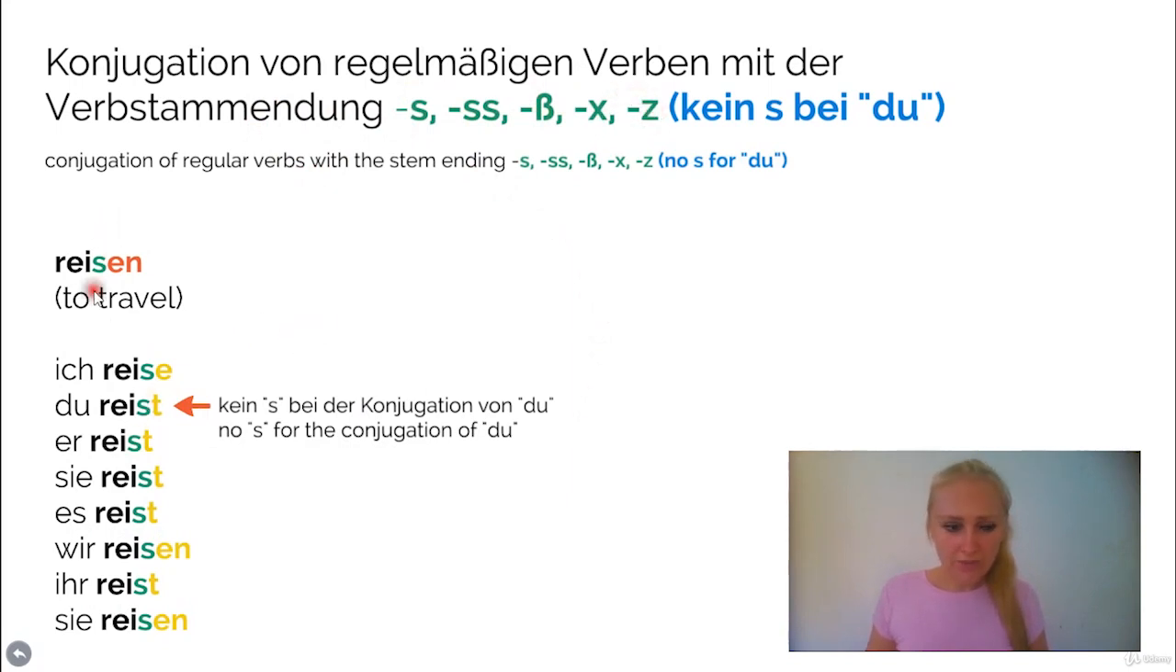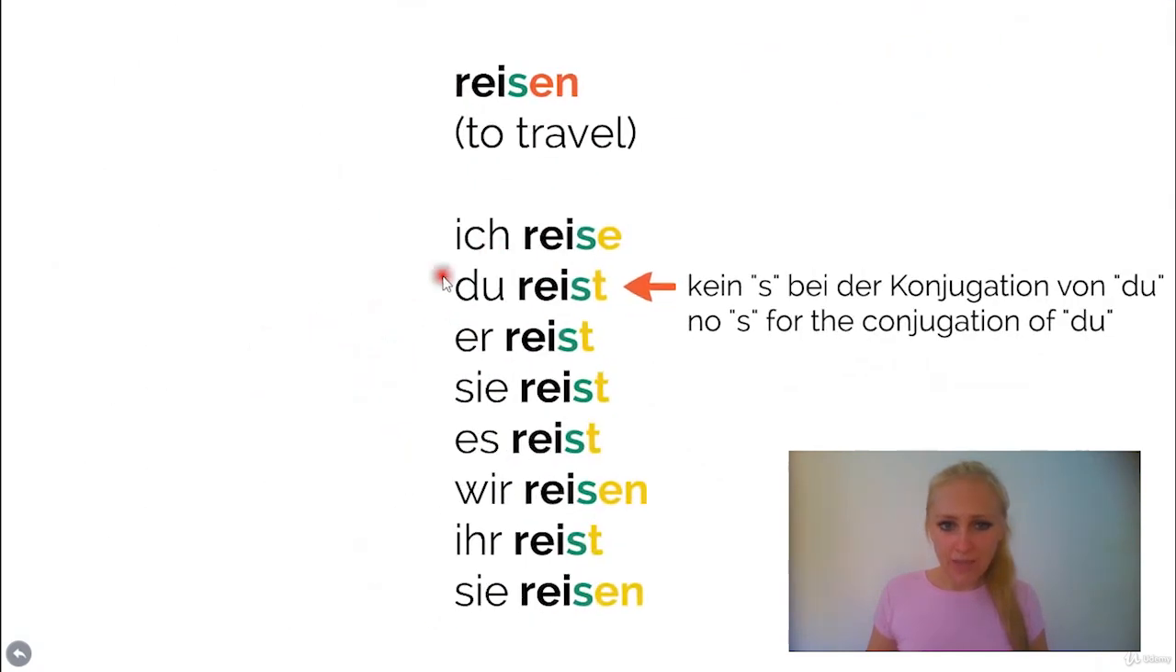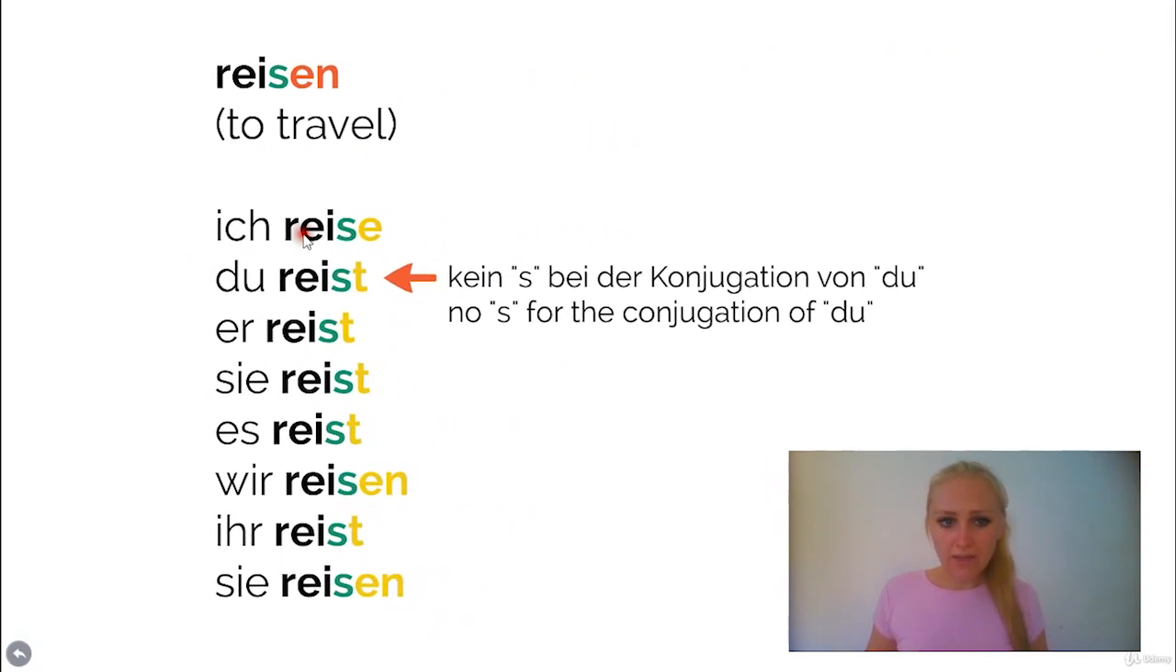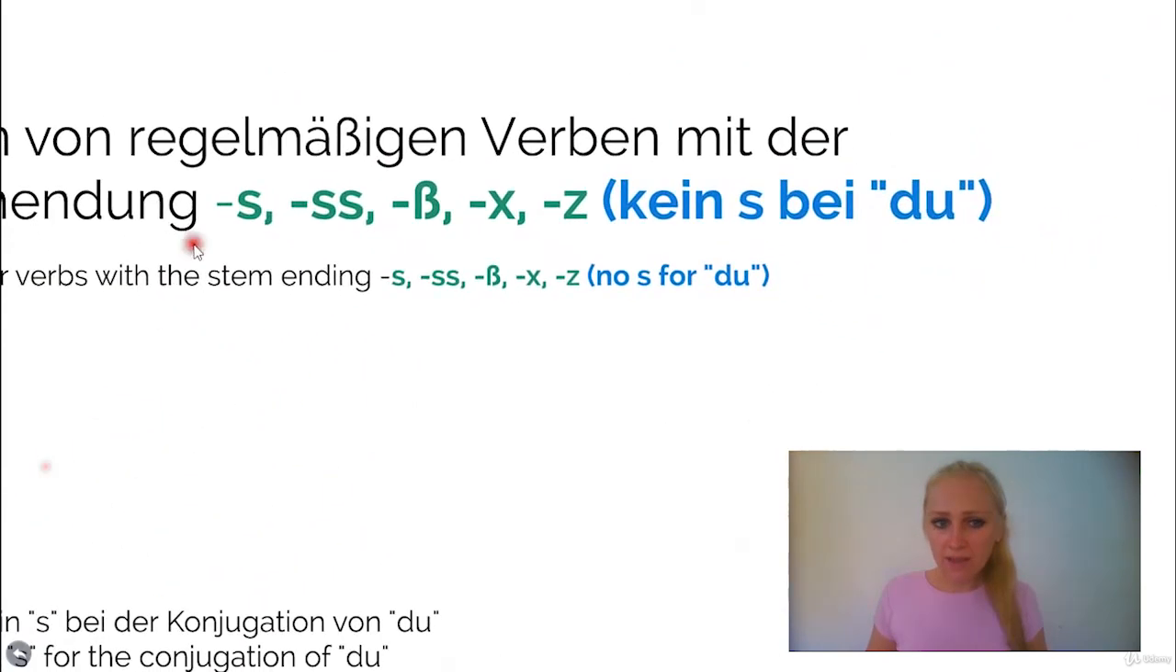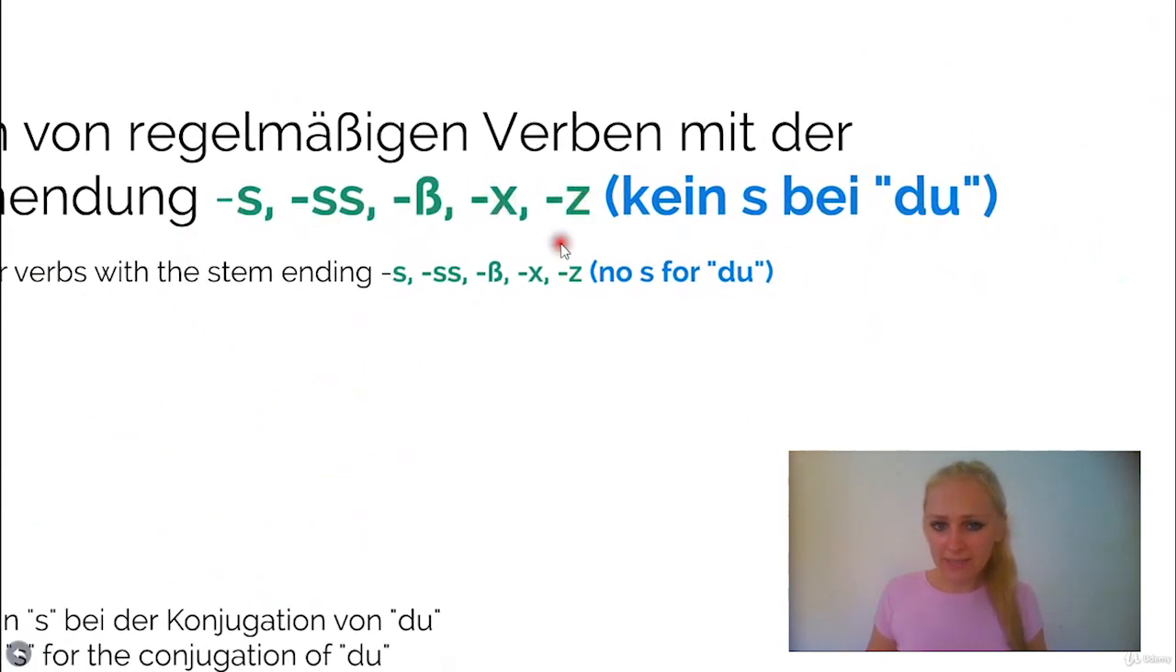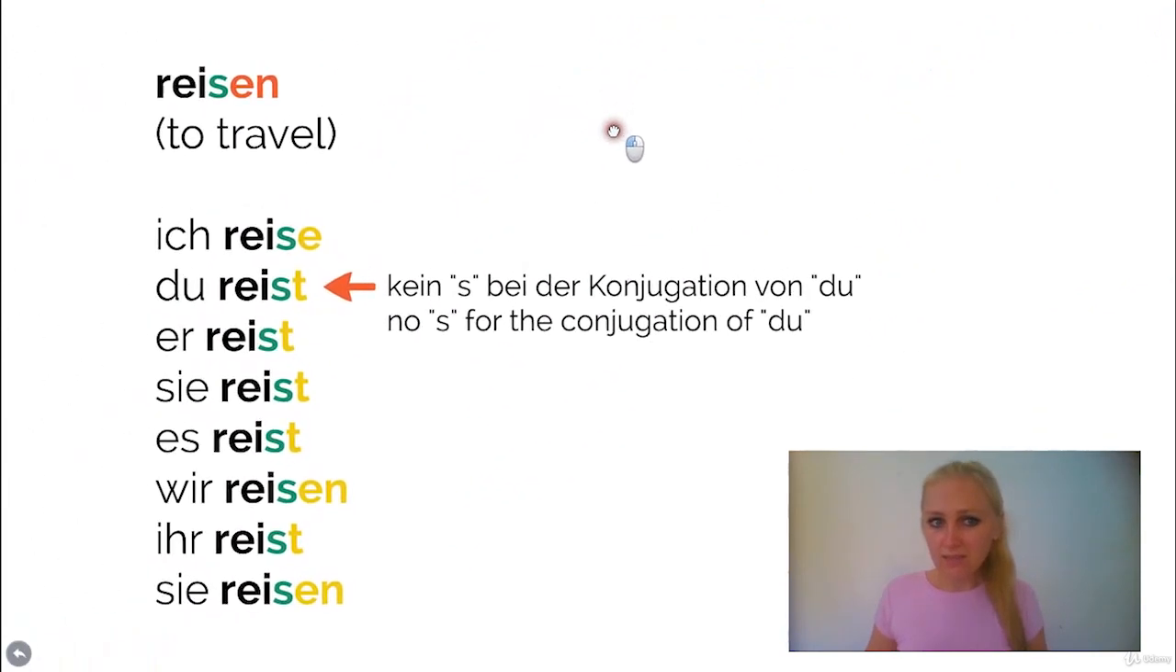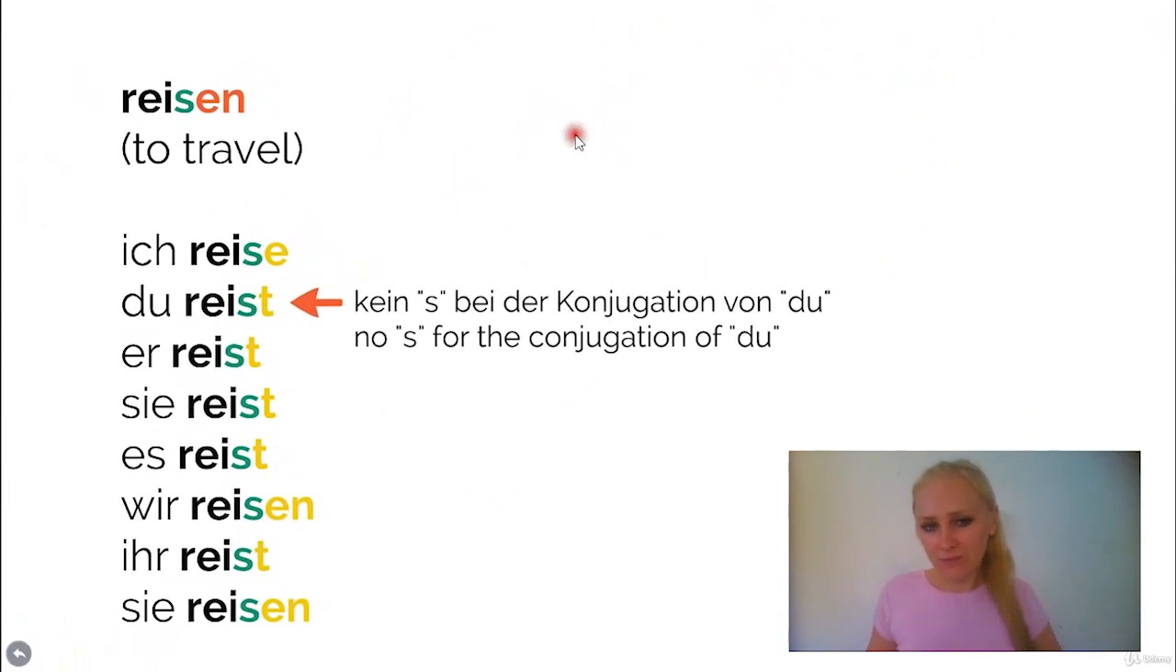Okay, so here we have an example, which is reisen. Reisen means to travel. Here it has an S at the end of its stem, and in this case we don't add an S for the conjugation of du. Actually you would have to add here in yellow letters st, but here we have an S already, so you just add a T here. This counts for all verbs that have an S, double S, SZ, X, or Z at the end of their stem. This is a very small rule, but it makes a difference in spelling.